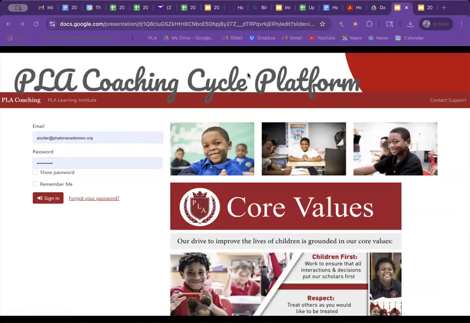The whole process of the coaching cycle is captured through an online platform specific to PLA. This is what the main screen looks like when you log in. The platform is used by the leader to log the observation. Once the leader submits the observation, you will receive an email, and you should then receive a coaching conversation in the next 48 hours. We will provide the login for you to get on the coaching cycle.